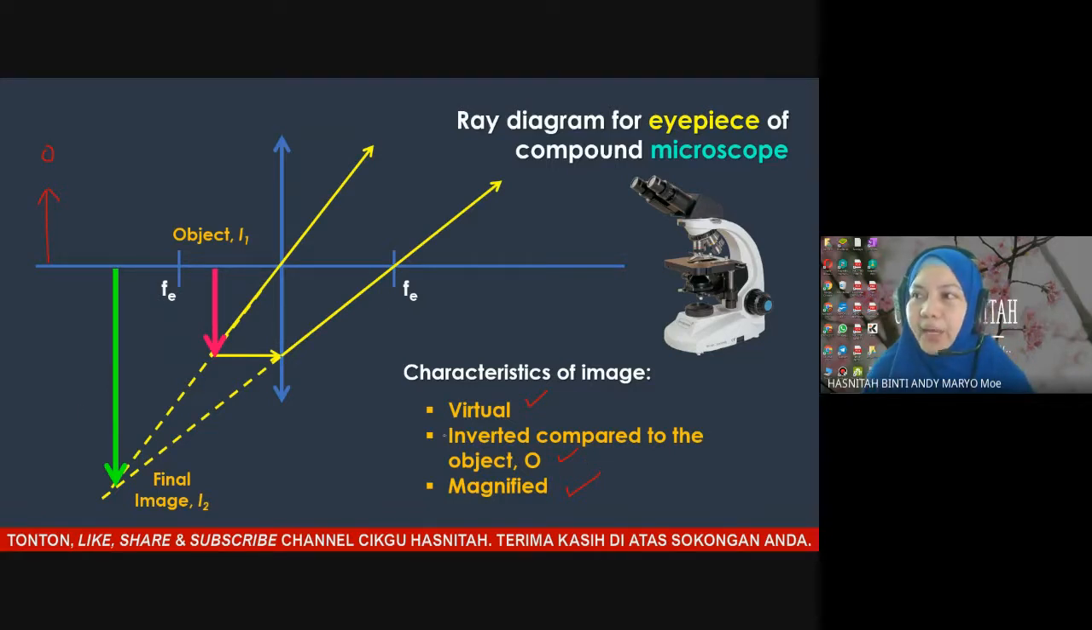Students, when you are writing this, you have to make sure. If you compare to this one, it will be upright. But we don't want to compare with this one. We want to compare with the first object, the real object. So that's why we say it is inverted compared to the object O. I hope you're clear with that.